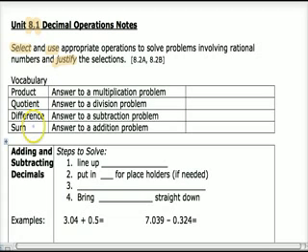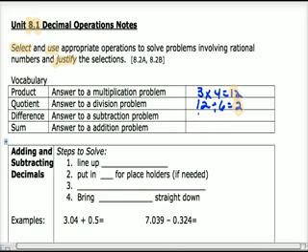So let's take a look at our vocabulary. Product, an answer to a multiplication problem. So over here we're going to put an example. 3 times 4 equals 12. So our product is 12. Quotient, answer to a division problem. 12 divided by 6 equals 2. So our quotient is 2.